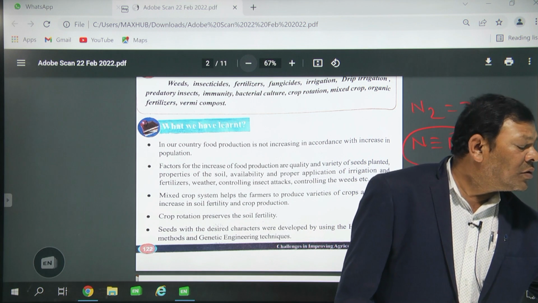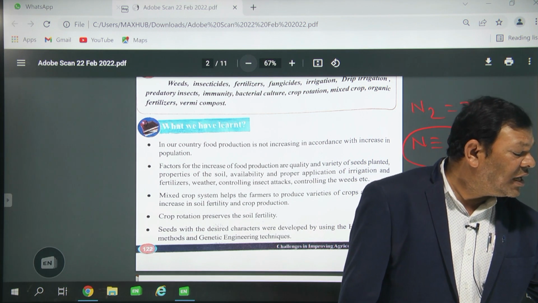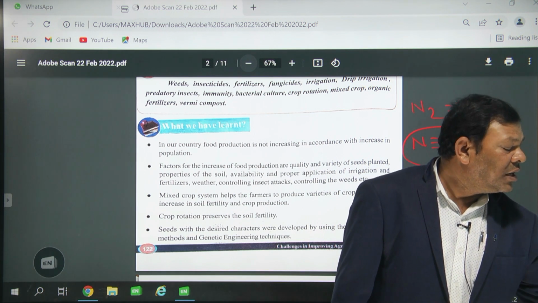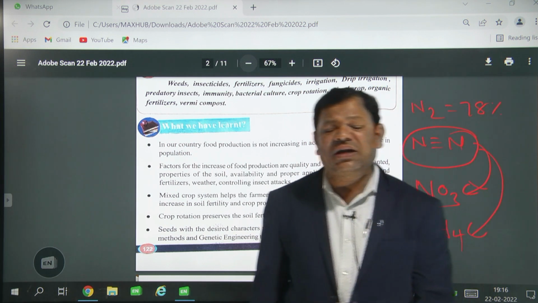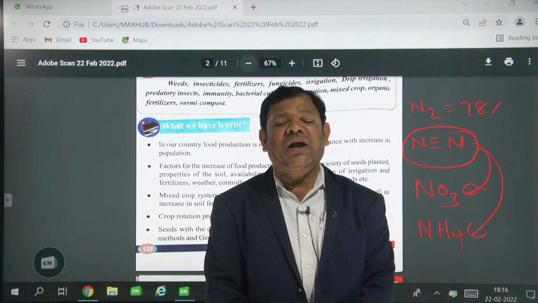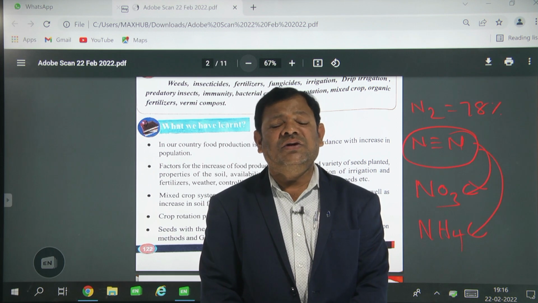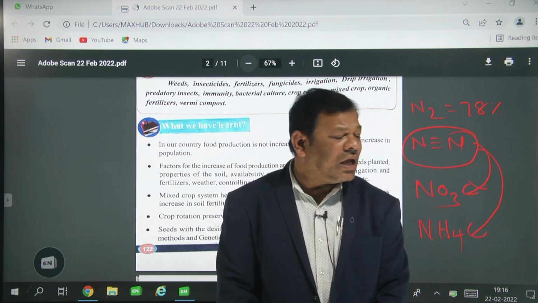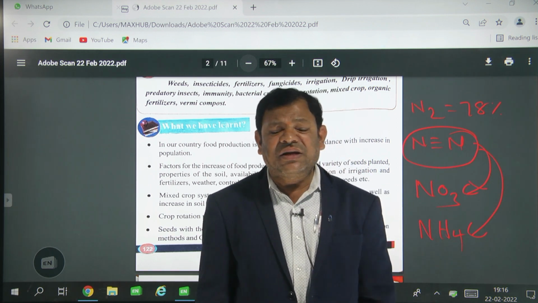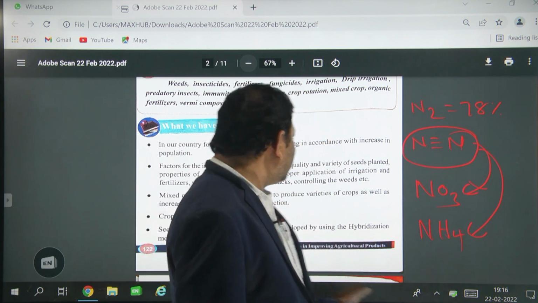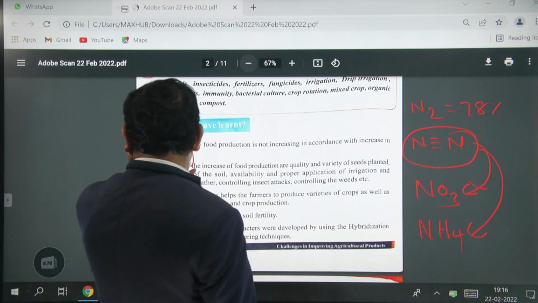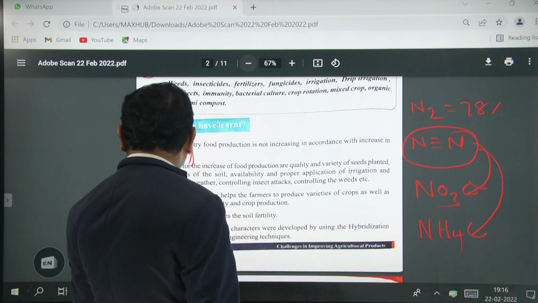Next is the natural pest controlling method. Generally we use the neem plant. So these are the methods we can use. Now I will read the important points once, and you can follow.